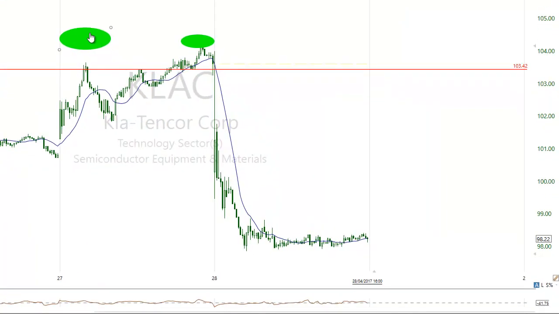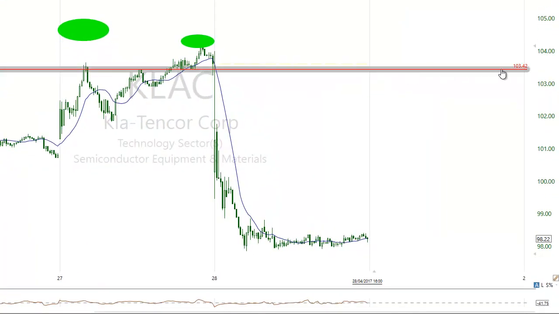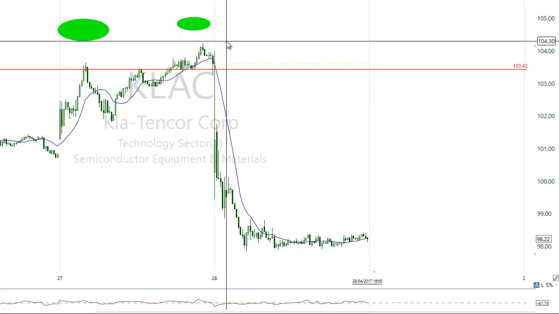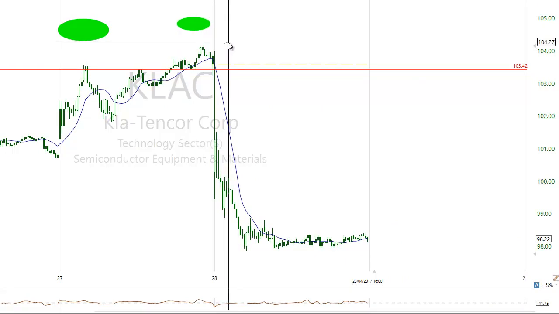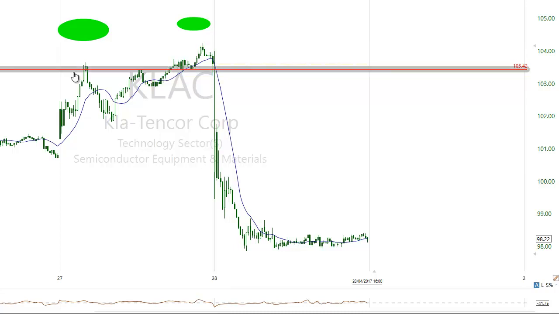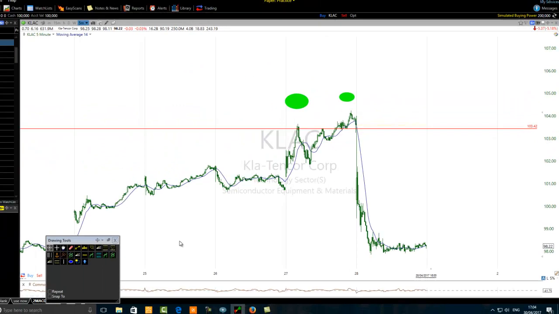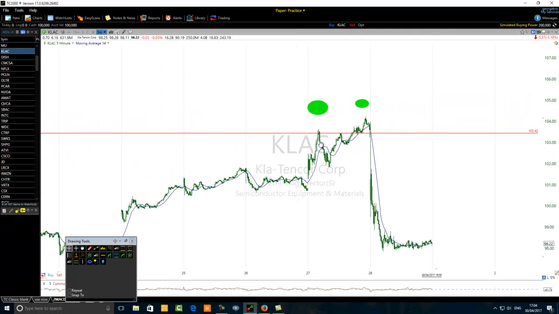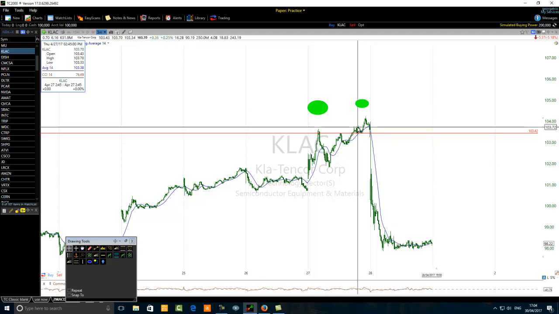Let's see whether you can manage. 103.42. Yes, it went up a bit. It went up a bit again before coming down. You see here, it went up a bit. So you will be watching the reaction in this zone. If you don't handle it properly, probably you will sell here, thinking of a double top.